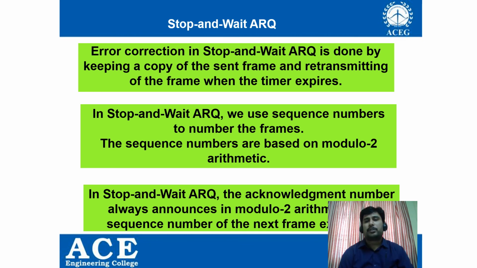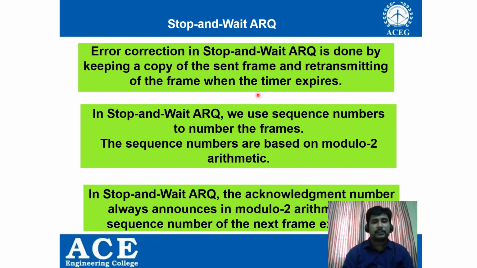The first type of protocol used for noisy channel is called stop and wait automatic repeat request. This is an extension of the stop and wait protocol which we have discussed in the noiseless channels. But here there is a possibility that a frame may be lost, corrupted, or damaged. To handle that, we are implementing an automatic repeat request mechanism. So error correction in stop and wait ARQ is done by keeping a copy of the sent frame and retransmitting the frame when the timer expires.